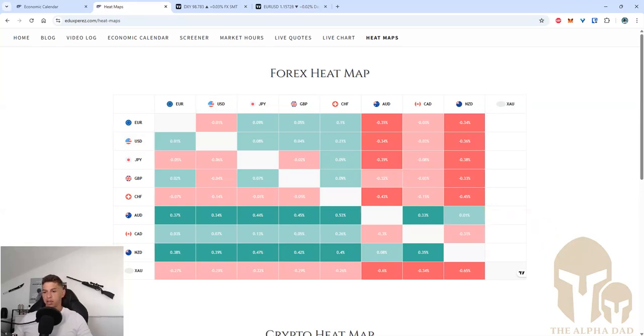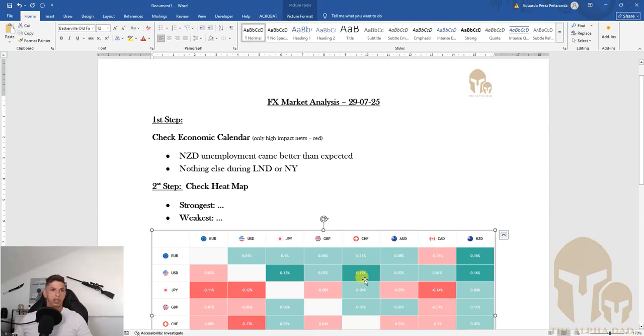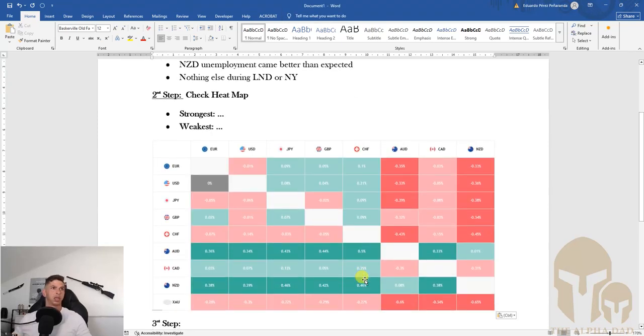Now, okay, let's go here and look at the strongest. Which are the strongest, guys? Yeah, NCD and AUD. Which are the weakest? The weakest are CHF and JPY, right?